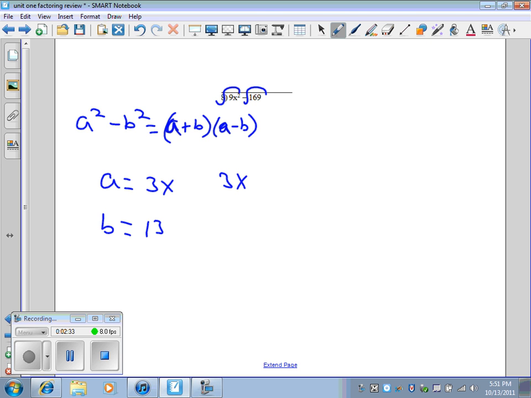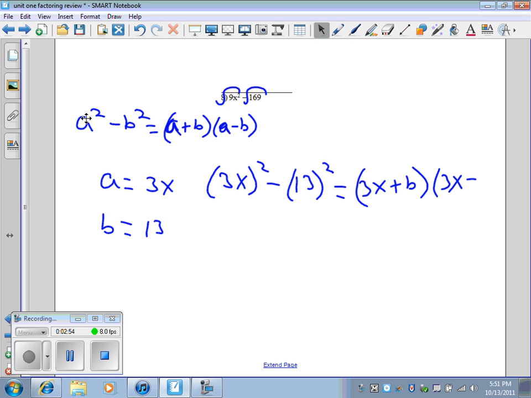So I can rewrite this as 3x squared minus 13 squared. And since I can write this as a squared minus b squared, I can now write this as 3x plus b, 3x minus, not b, 3x plus 13, and 3x minus 13.